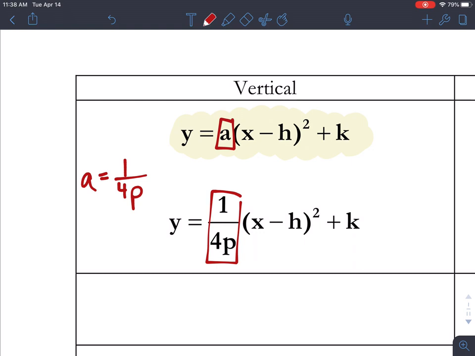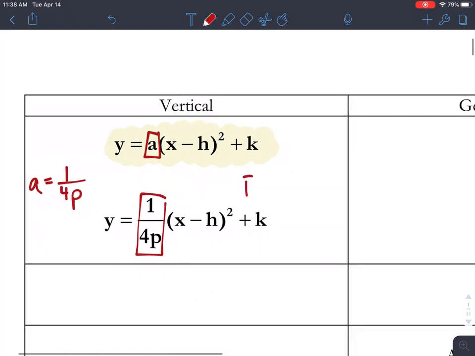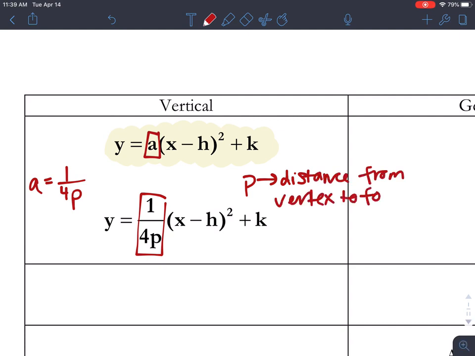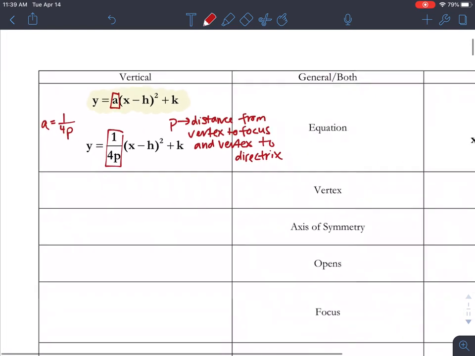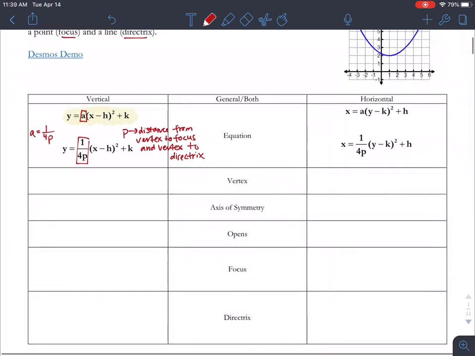Like I mentioned, p is the distance from the vertex to the focus and from the vertex to the directrix. So again, it's that little distance between focus and vertex and vertex and directrix. And once we graph these, I think you guys will get it down a little better. We're just going to be working with vertical today. We'll come back to horizontal in a couple days. So just stay on the left side for now.